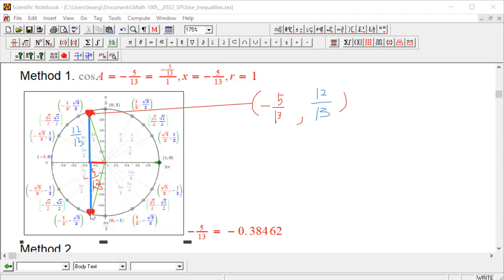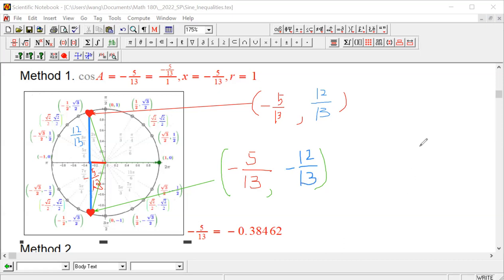Can you mark this point? This is just for the fun of it, really. Let's do it. This point. Okay, they share the same red, so it's the same 5/13. The blue is the opposite of 12/13. So over here it is -12/13.